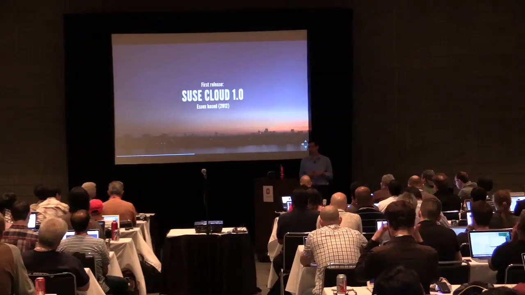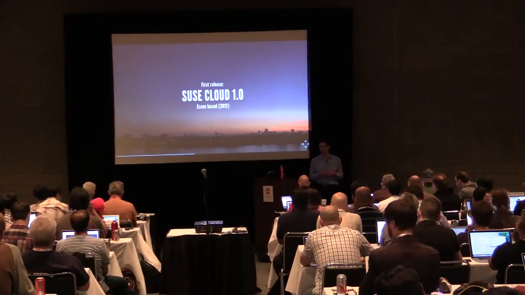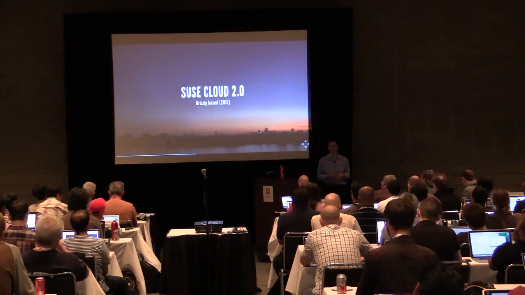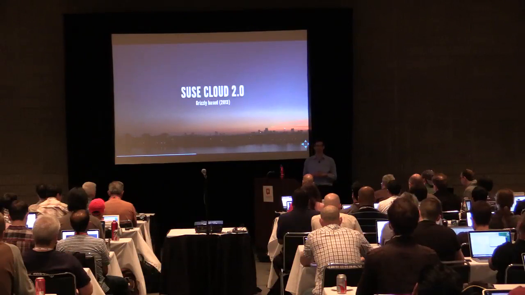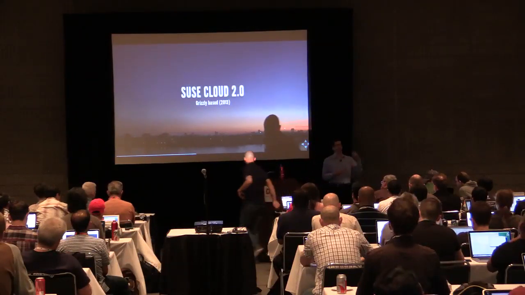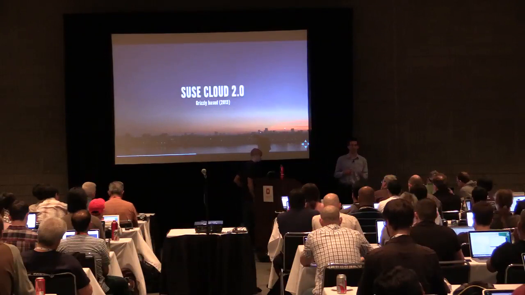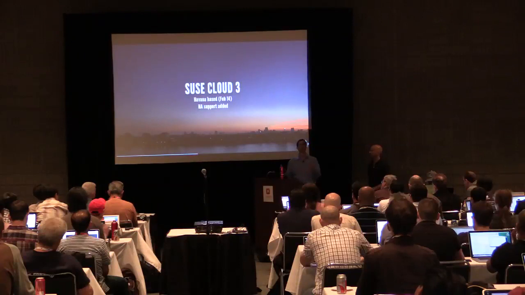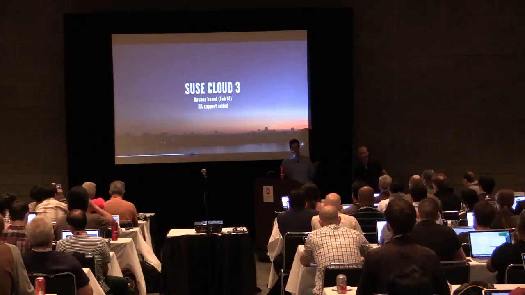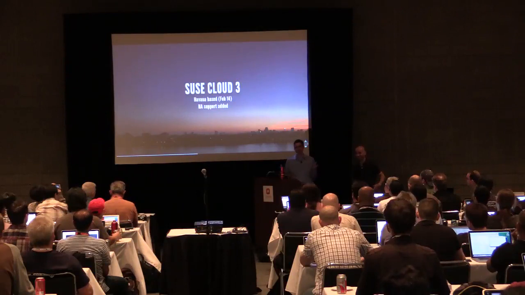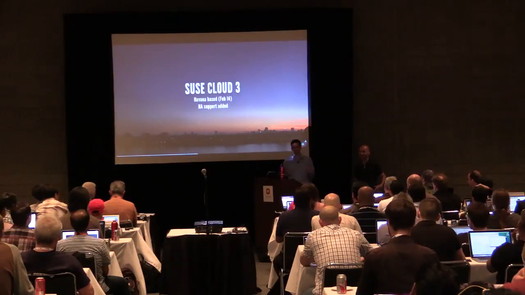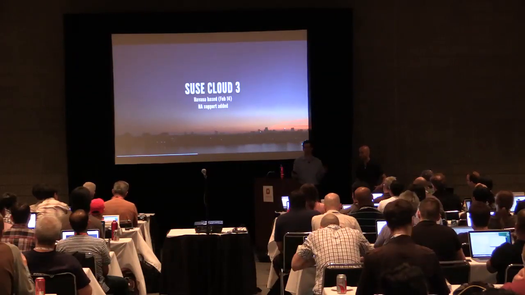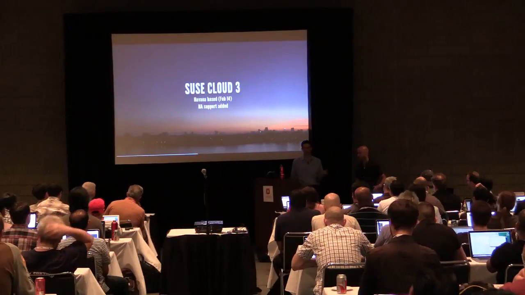Its first release was called SUSE Cloud 1.0. It was based on OpenStack Essex. It was released in 2012. The second release was called SUSE Cloud 2.0, which was based on Grizzly, released in 2013. And since we had SUSE Cloud 1.0, and then SUSE Cloud 2.0, it follows logically that the next incarnation is just SUSE Cloud 3 without a 0, in the interest of continuity. This is based on Havana, and this was the first SUSE Cloud distribution that actually involved HA support.